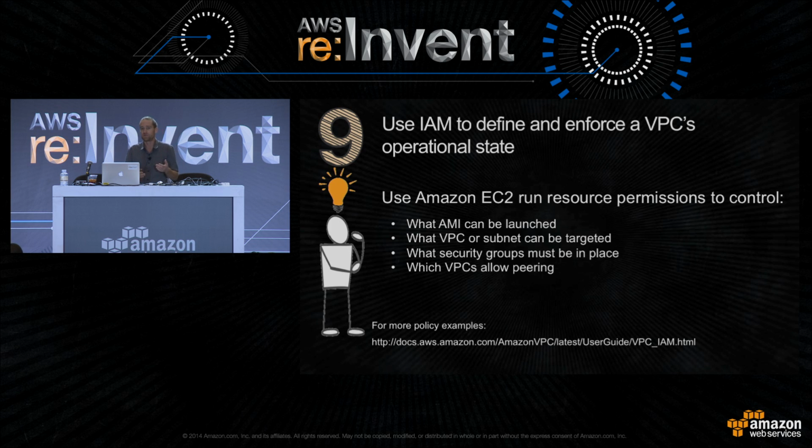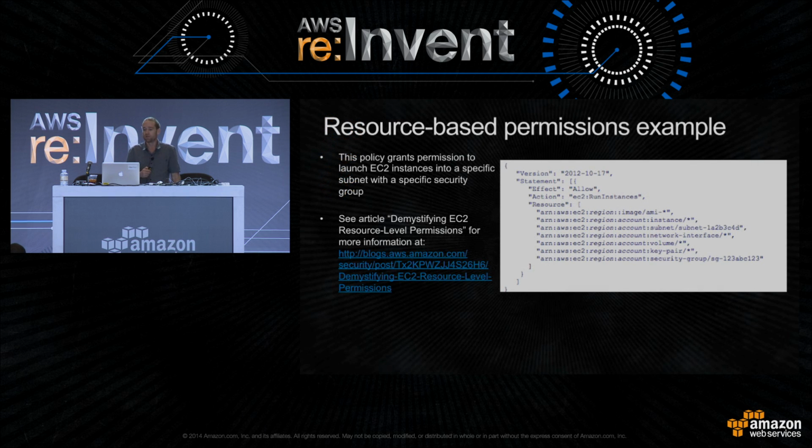Some examples: I've got a dev IAM group that can only launch instances into the VPC tagged environment equal dev, or something similar for prod. Maybe I can only launch things with an AMI tagged as prod in my prod VPC. So I can build rule sets or policies like that, and then attach those to users, groups, or roles inside of IAM. And here's an example of such a policy.